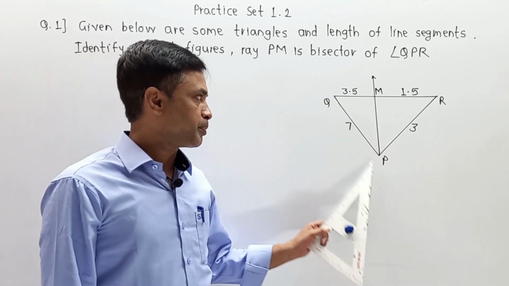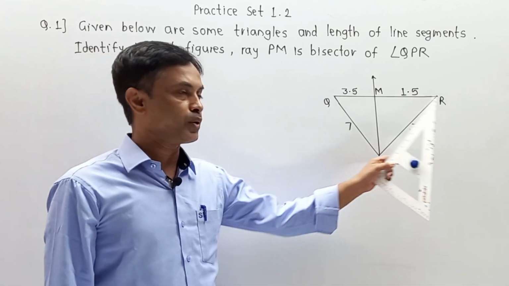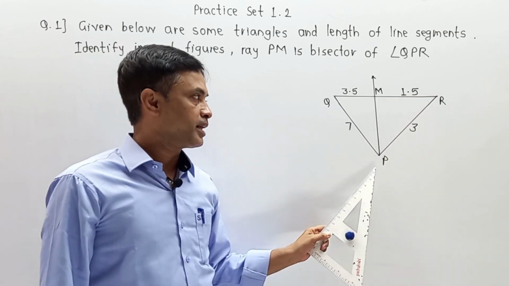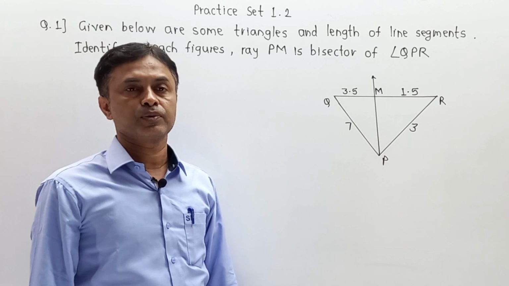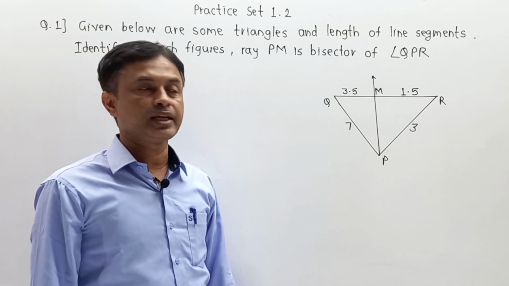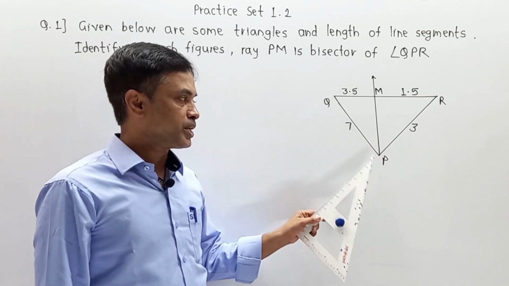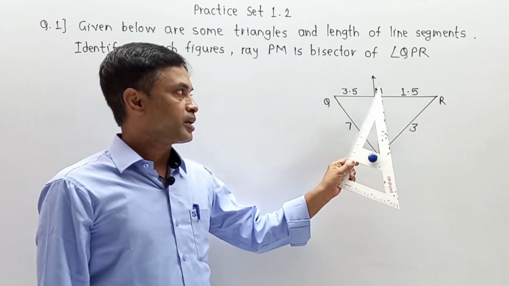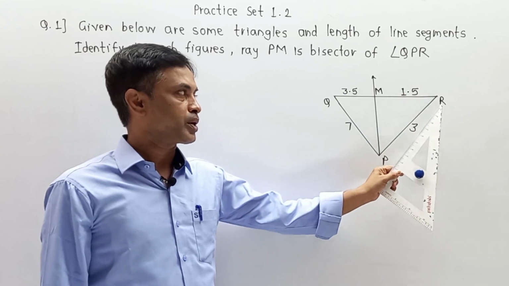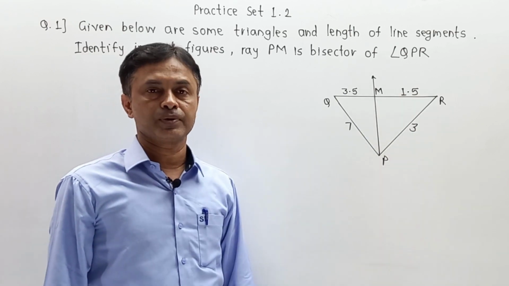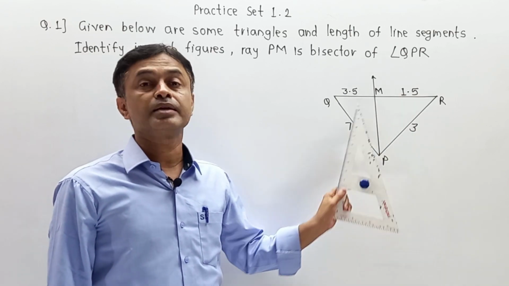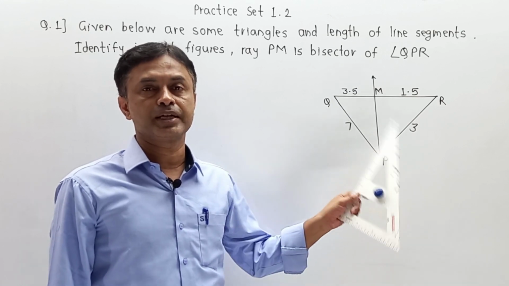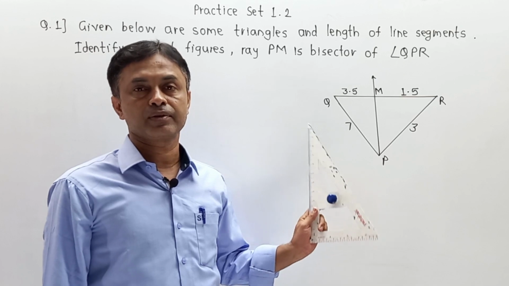Here they have given a triangle PQR, in which you can say angle QPR. There is one ray PM they have drawn over here. According to that, they have given the lengths of the sides: PQ is 7 and PR is 3. Next, QM is equal to 3.5 and RM is equal to 1.5. So these are the sides in terms of length that they have provided. No doubt they haven't provided any units like centimeter or meter. We just need the calculation.